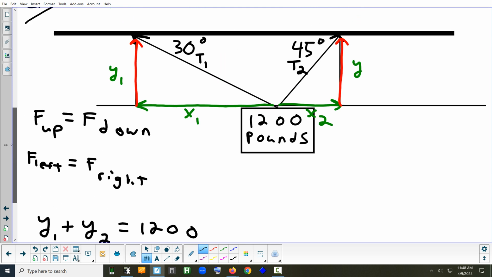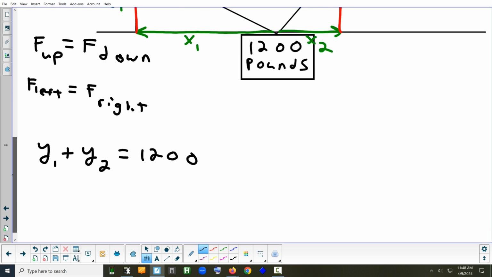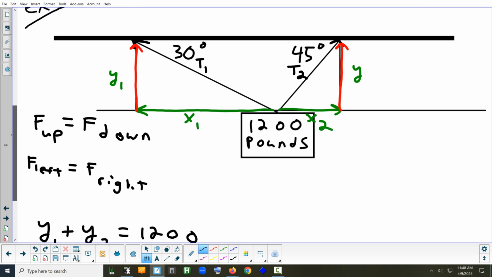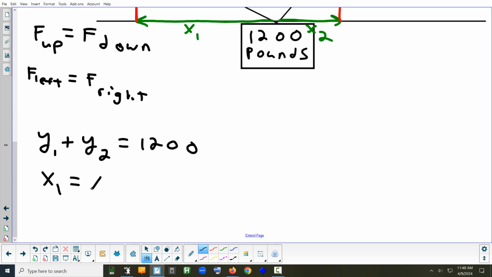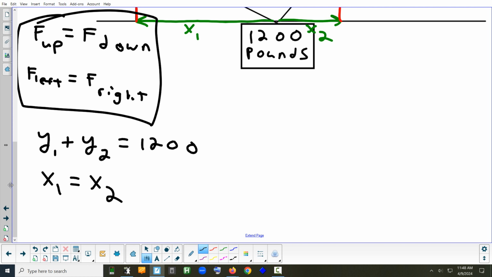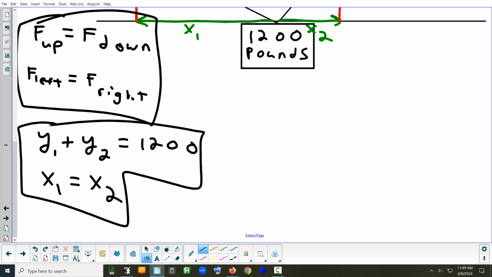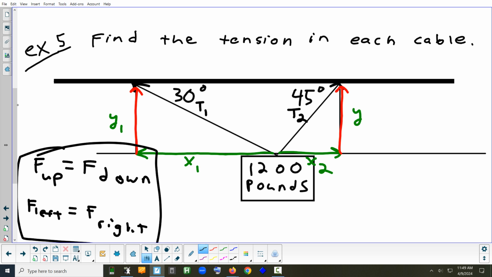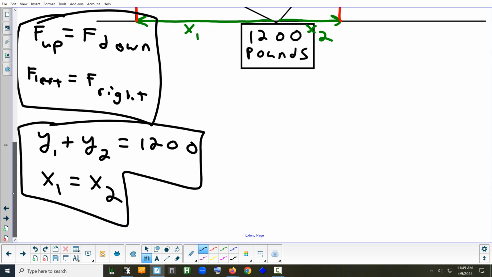Okay, what's the force pulling to the left? X1. And what's the force pulling to the right? X2. Okay, so here's our two equations. This was kind of the initial draft. Now we've refined it a little bit to start looking more like sides in a triangle. Now what we have to do is somehow get these angles involved. We've got to use the 30 and the 45.